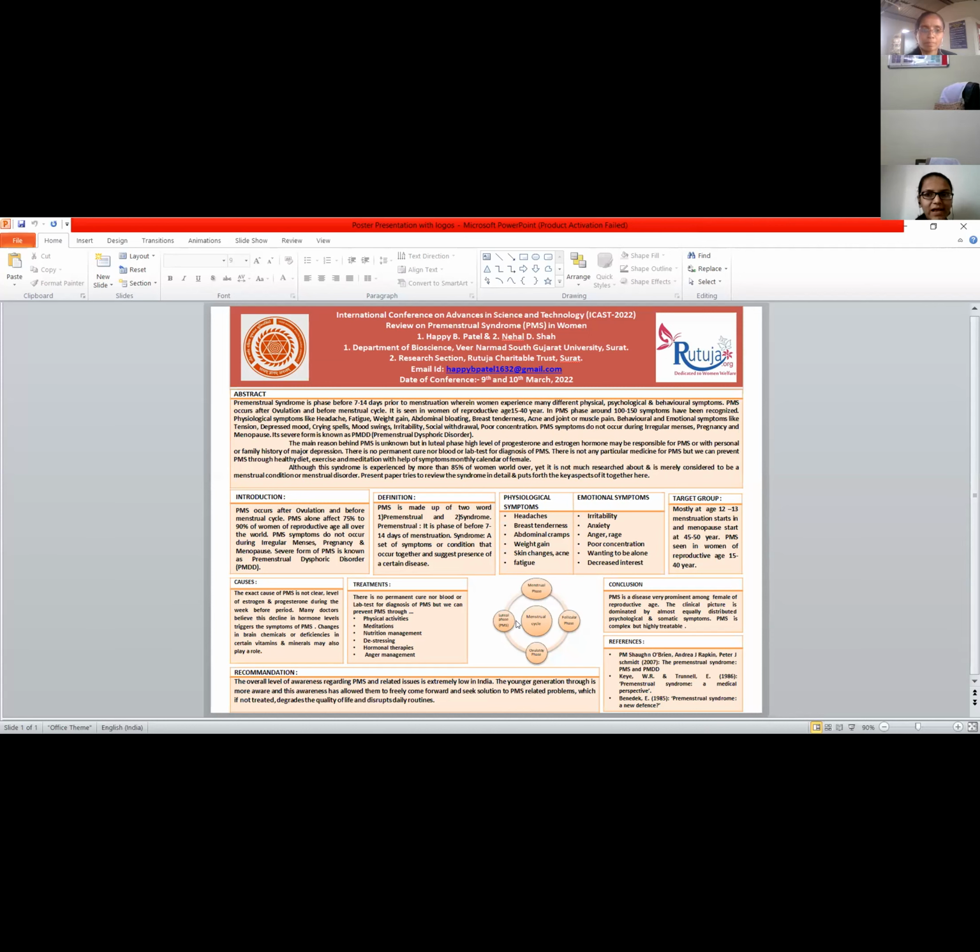In the menstrual cycle, changes in hormonal levels, estrogen and progesterone, are responsible for premenstrual symptoms. The main reason behind premenstrual syndrome is not found yet, but the ups and downs of estrogen and progesterone levels are responsible, and a family history of depression is also responsible for premenstrual syndrome.